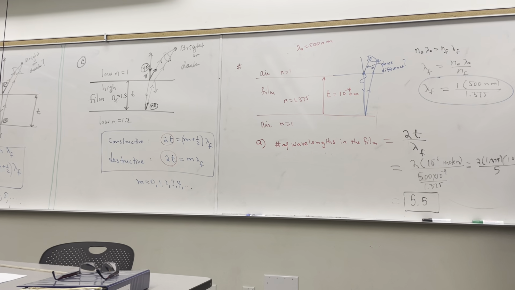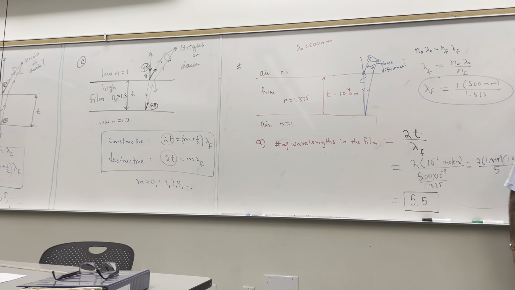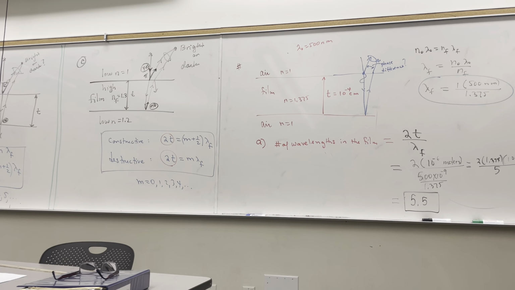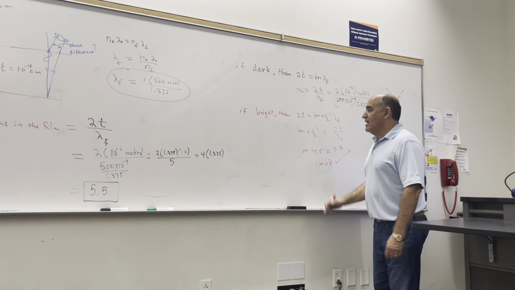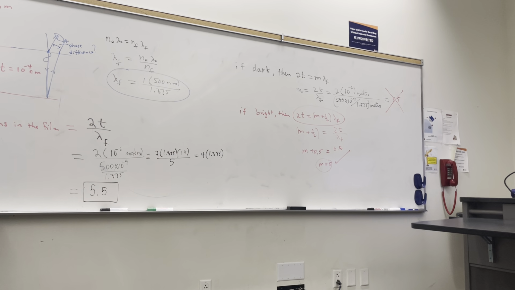Actually, I used dark first. So if bright, for this case, then 2t has to be m plus a half lambda in the film. Well, m plus a half is 2t divided by lambda in the film, which I already know is 5.5. So m plus 0.5 is 5.5. That means that m is 5. Hooray, that's the one. And this is the formula for bright. So therefore, the answer is that the phase shift of the two waves when they come out is 0.